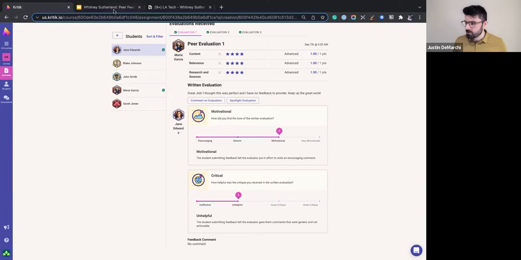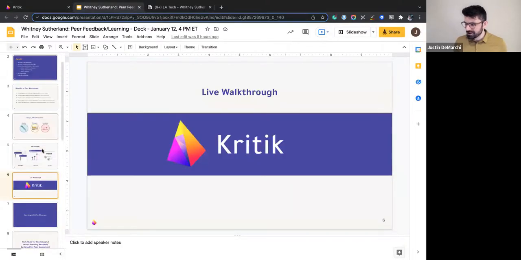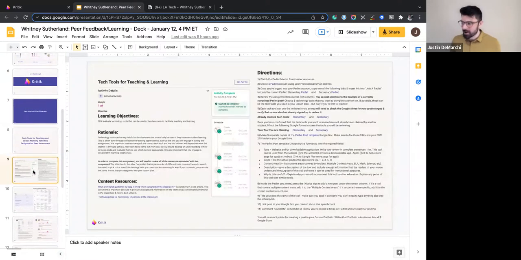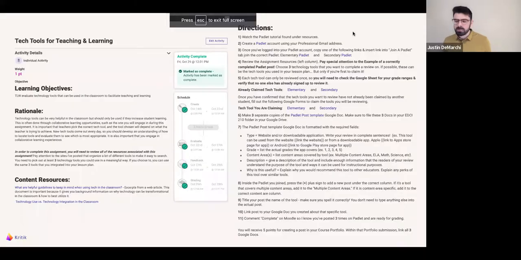Perfect. So with that, I'm going to return quickly here, and we're going to go through a couple of activities. And this is where, Whitney, I'm going to bring you in and ask you a couple of questions. We have this assignment here, which is tech tools for teaching and learning. I know there's a lot of language here, but you can get a sense of how you've laid it out and the types of resources you've provided. We'll be sharing the PowerPoints and all that afterwards, so if you're trying to read the fine print, you'll have a chance to review that.